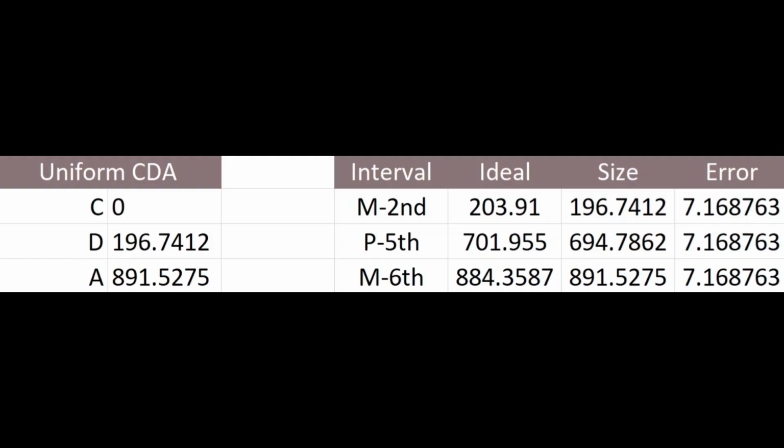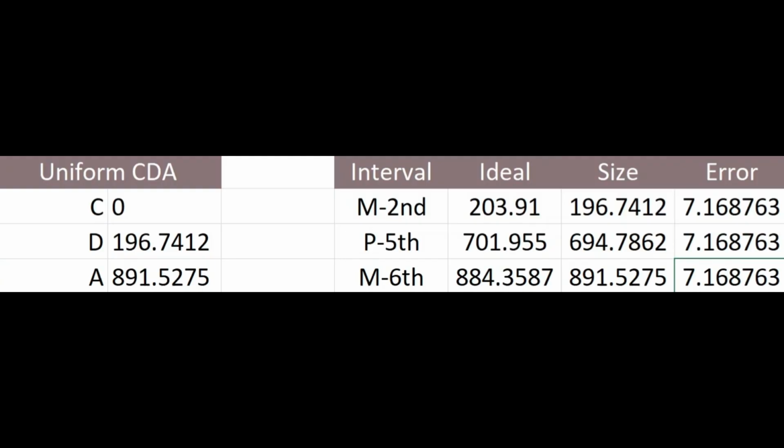Here we can see our tuning of C, D, and A. This tuning contains 3 distinct intervals. It contains a major second, a perfect fifth, and a major sixth. So these are their ideal tunings. They come from just intonation, obviously. Here you can see the size of each of the intervals. The interesting part is the error. The error is all exactly the same.